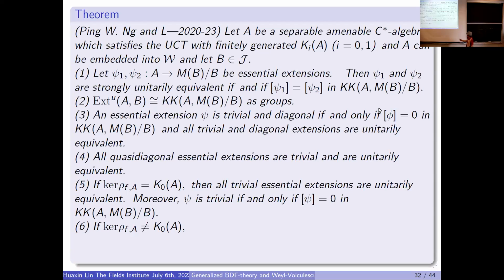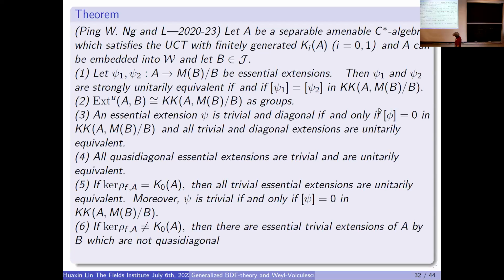But if not, then there are essential trivial extensions which are not quasi-diagonal. And not all essential trivial extensions are unitary equivalent. So this is a very special case. Just to say, these things can still be described using KK theory, but you look at a different KK theory. Okay, so I will move ahead.